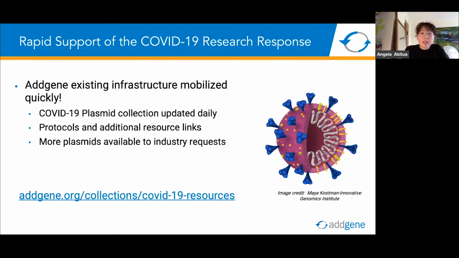And so we've also created a COVID-19 resource page, which you can visit here at this link. And this page is updated daily, and it makes it easier for researchers who are studying coronavirus to quickly find the plasmids that they need. And there's also protocols and additional resource links. And some of these plasmids have also been opened up to industry, which means that we can make these materials more openly and widely used.